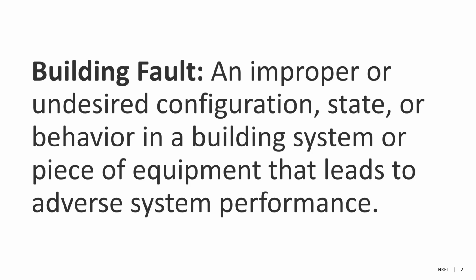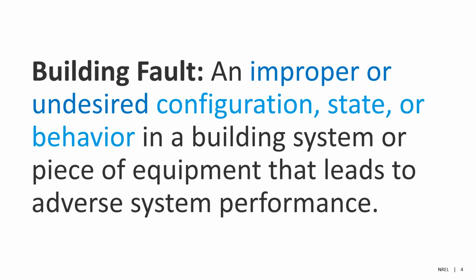Okay, so let's unpack that a little bit. The first part I want to unpack is the improper or undesired. So basically, anytime that we're talking about a fault in a building, we're talking about something that is wrong with the building or with its systems or equipment. So you may have poor performance in the building that's not related to a fault. The building just wasn't designed very well, or maybe it's a building that has a lot of energy consumption because it has some really high energy use loads in it, or something like that. When we're talking about faults, we're particularly talking about things that are wrong.